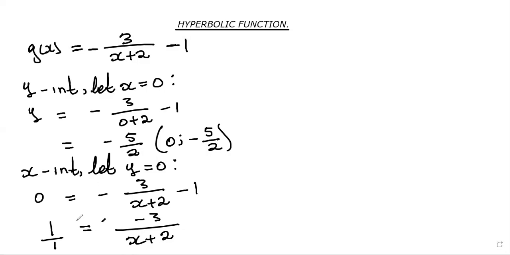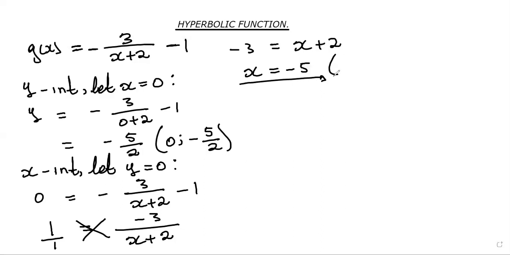So at this point, we cross multiply. Negative 3 times 1 is just going to be negative 3. And then 1 times x plus 2 is going to remain x plus 2. Then you take this 2 to the left, it becomes negative. Negative 3 minus 2 will just be negative 5. So this is your x-intercept. But in coordinate form, you'll say where x is negative 5, y is going to be 0.